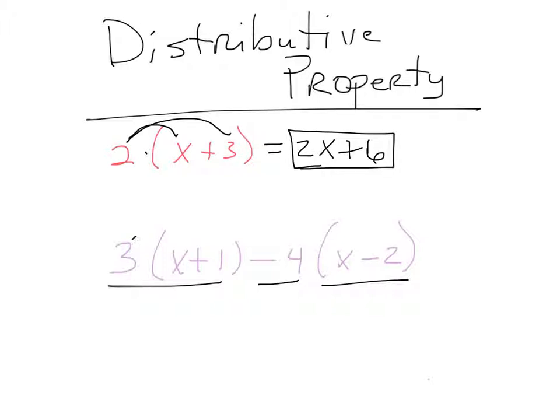Now in this first one, I have 3 times x, which is 3x. And then 3 times plus 1. Remember, you have to distribute to everything within the parentheses. So 3 times 1 is plus 3.